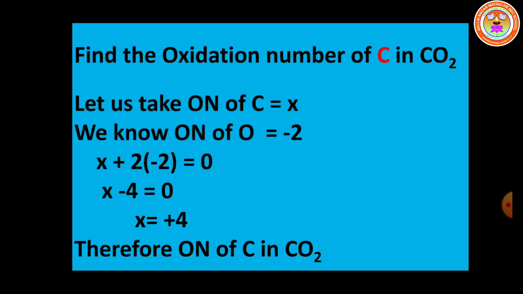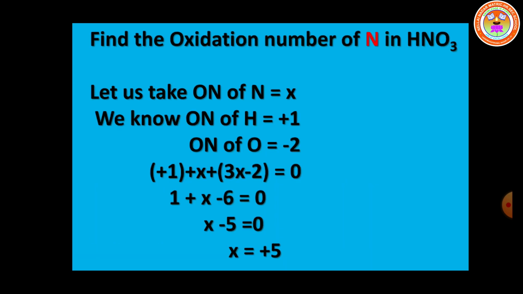And another example, find the oxidation number of carbon in carbon dioxide. Let us take the oxidation number of carbon as X. We know the oxidation number of oxygen is -2. From the formula, we know carbon dioxide is CO2. Carbon we took as X. Oxygen we know -2. So how many oxygen are present? 2 oxygen. So X plus 2 into minus 2 is equal to 0. So X minus 4 is equal to 0. We get plus 4. Therefore, the oxidation number of carbon in carbon dioxide is plus 4.